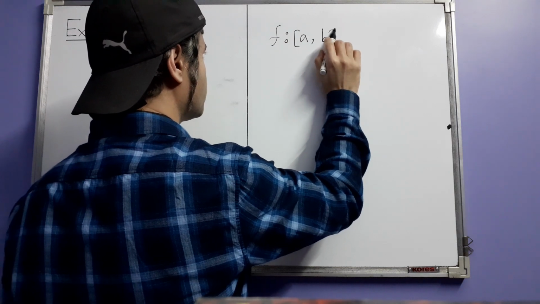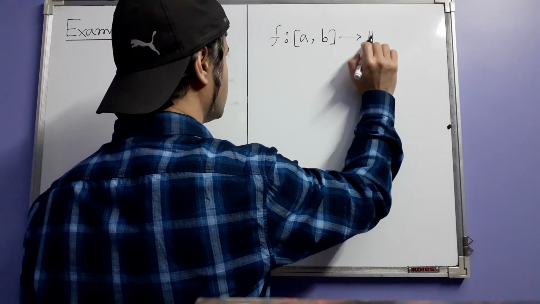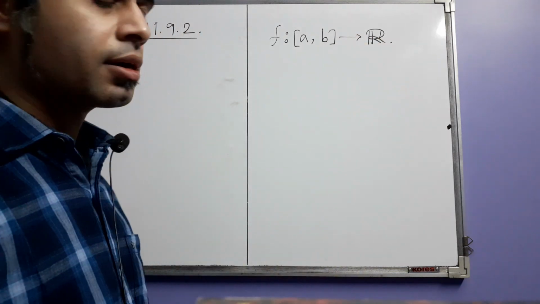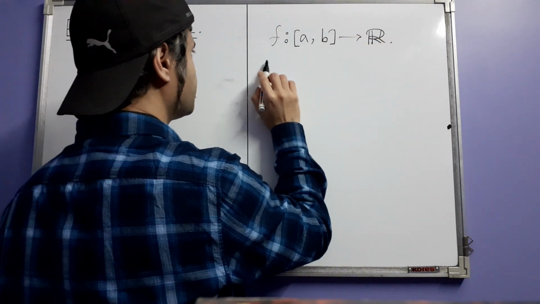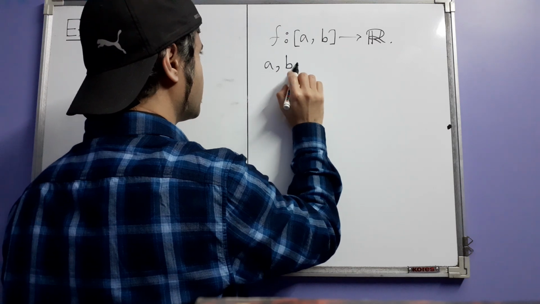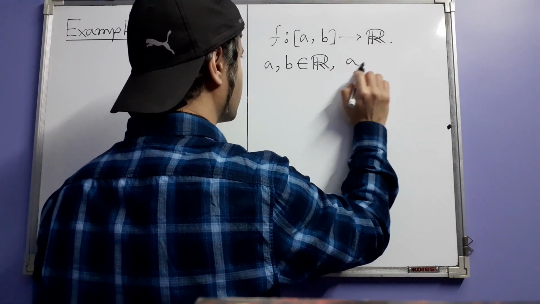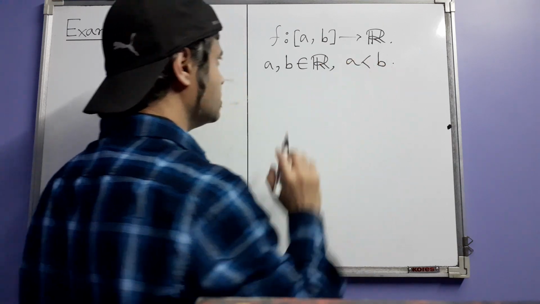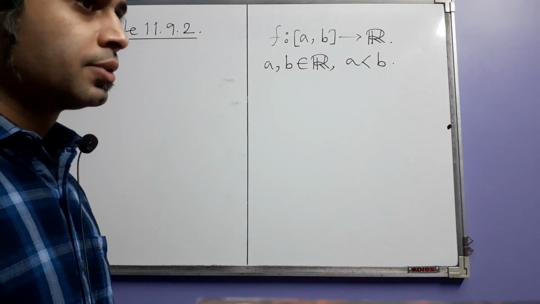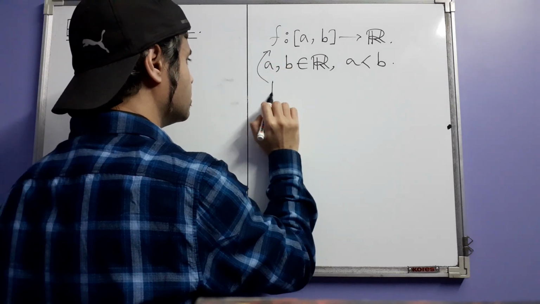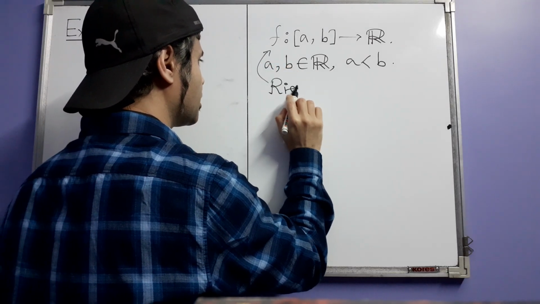f which is a real valued function on a closed bounded interval. This means that a and b are real numbers and also a is less than b, and we are given that this function is Riemann integrable.